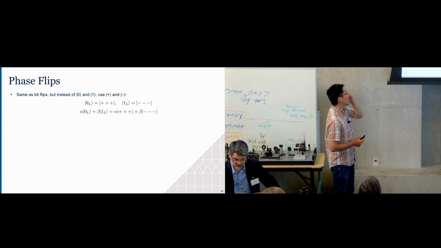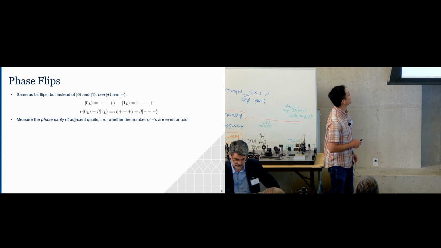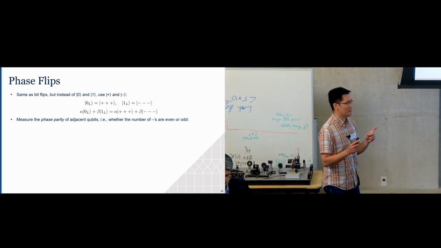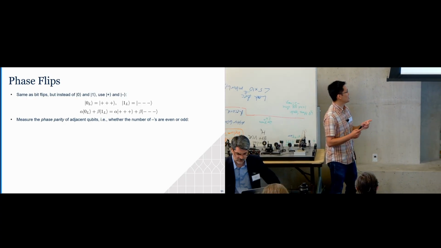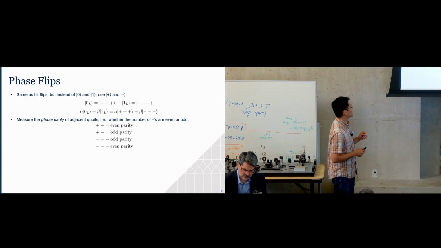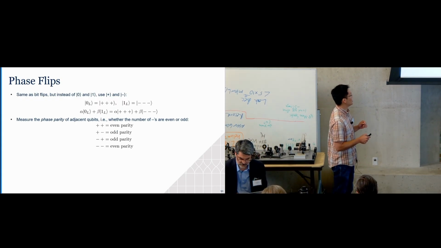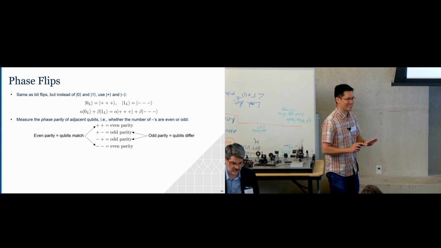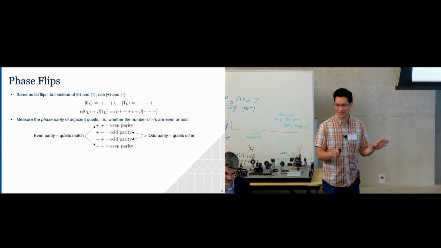All right. So generally, you have a superposition of 0 and 1. So it'd be a superposition of 3 pluses and 3 minuses. And then you can do the same thing where you measure the parity, except instead of the number of ones, it's a phase parity, which is the number of minuses, if it's even or odd. So it's the same idea where even parity corresponds to them matching, and odd parity corresponds to them differing. You're allowed to do this. In the textbook, there's a circuit for how to actually do it.